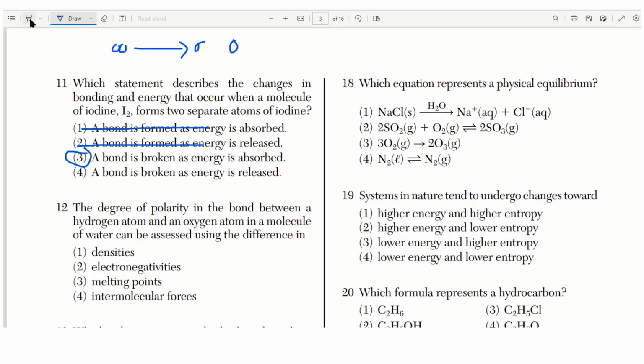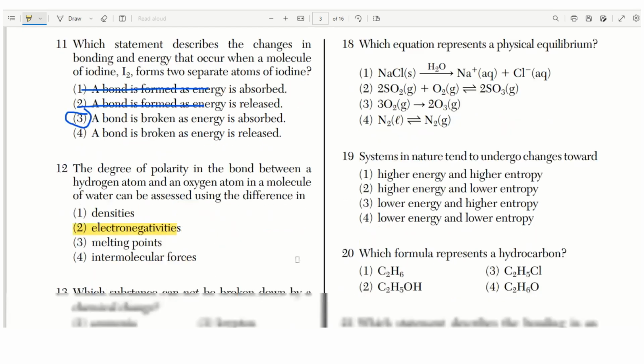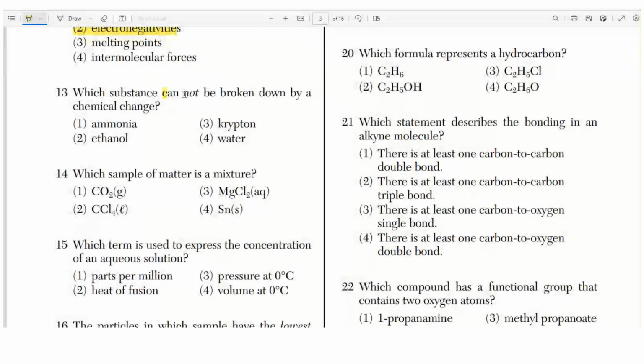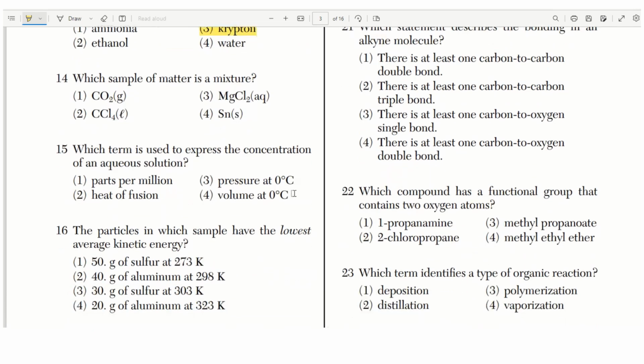All right, the degree of polarity in the bond between a hydrogen atom and an oxygen atom in a molecule of water can be assessed using the differences in electronegativities. You should just know that. Which substance cannot be broken down by a chemical change? Which one is an element? Krypton.